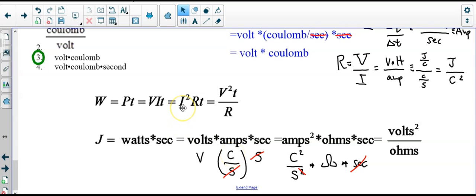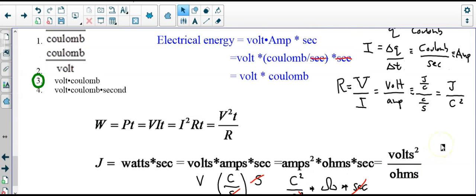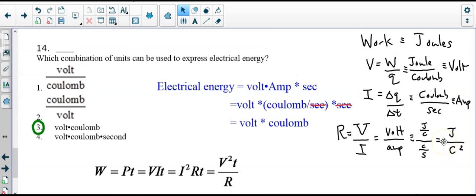Now let's look at I squared RT. I is in amps and they're squared. So it's coulomb squared per second squared. And ohm is omega. And seconds cancel with this seconds, leaving you with coulomb squared omega over second. The amount of electrical units that exist is large because there are so many common units and base units. And there are many ways in which they can be jumbled up.